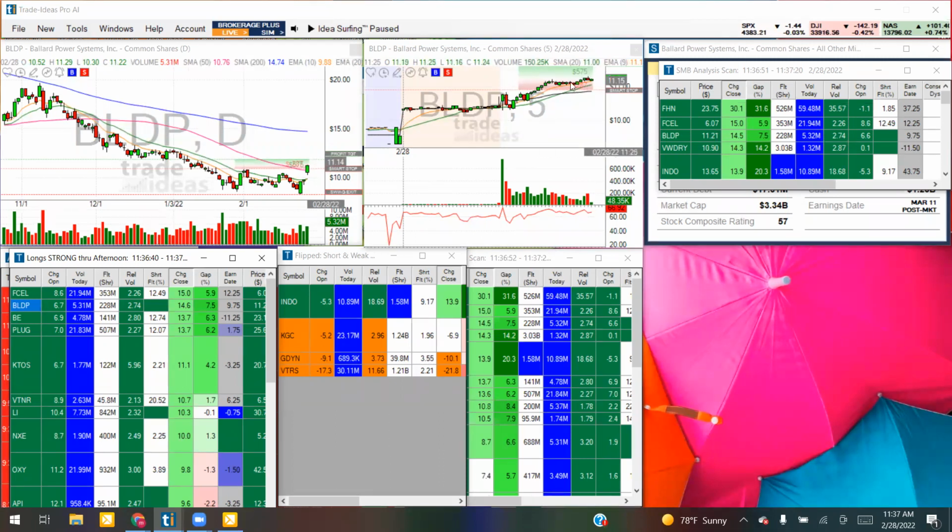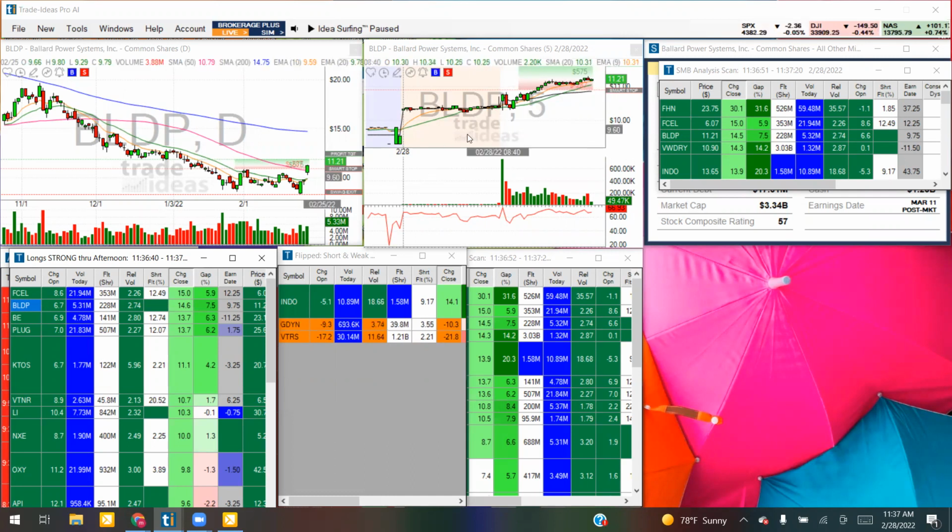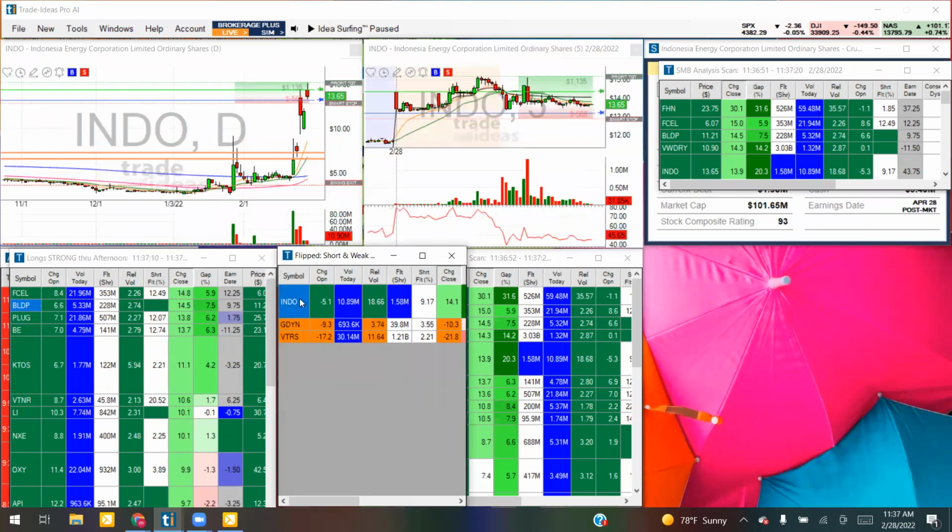And the SPY is trending up. Ballard can become a good afternoon play for us if volume kicks in, and usually that will be after the lunchtime hours. So now today with the SPY trending up, we don't expect to see a lot of short and weak alerts, but we do see a few.